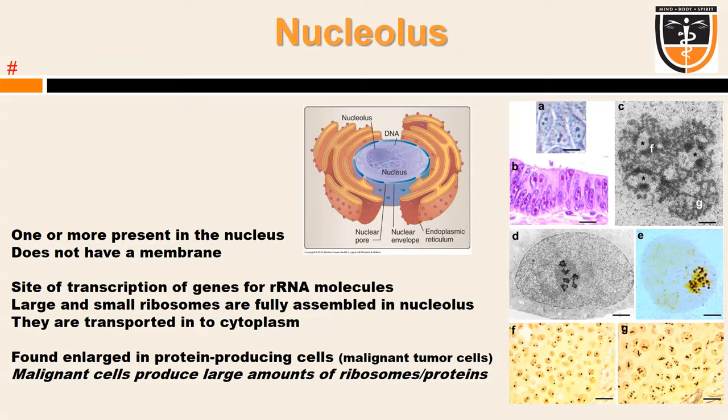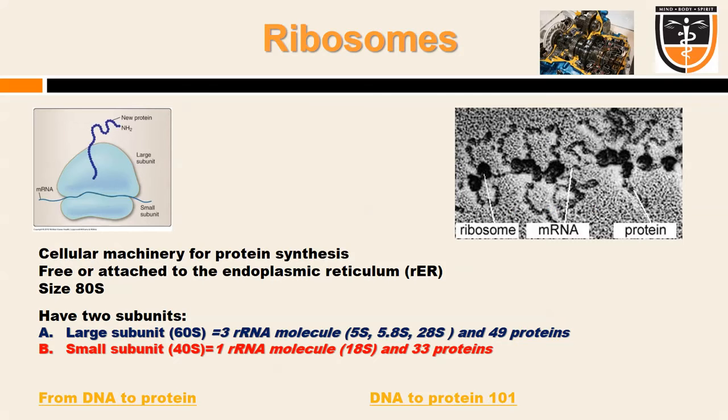Because why? They need to produce more ribosomal RNA, they need to produce more ribosomes, produce more protein. So you will see enlarged nucleoli in malignant cells. Okay? Cells that are producing a lot of protein, they're growing abnormally. Okay? So again, remember that malignant cells produce large amounts of ribosomes and specifically protein.